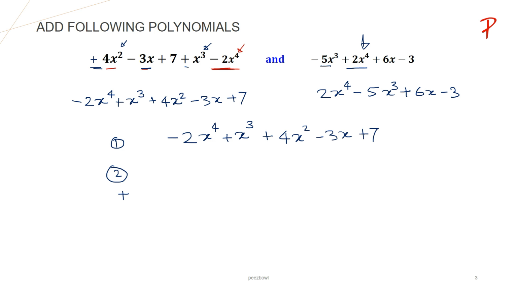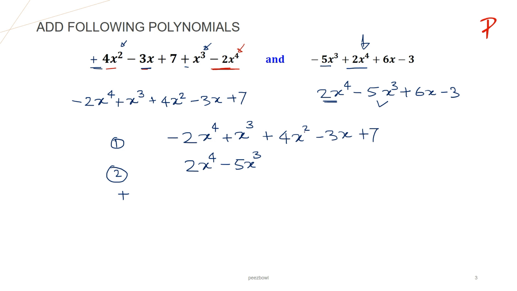Here we have x to the power 4. So I will write this term below x to the power 4. So here we have 2x to the power 4, right? And then we have x to the power 3. Here we have x to the power 3, minus 5x cube. Below this I will write minus 5x cube.